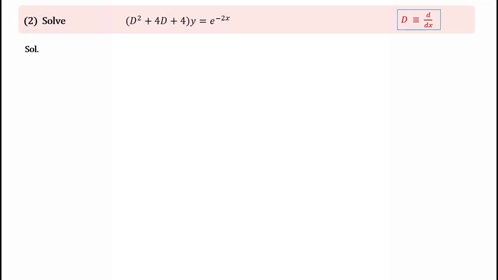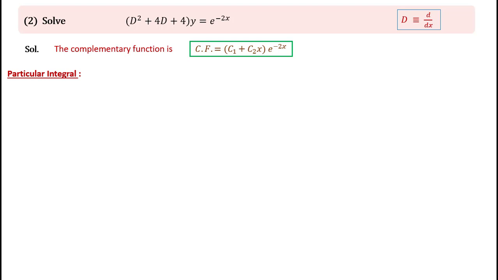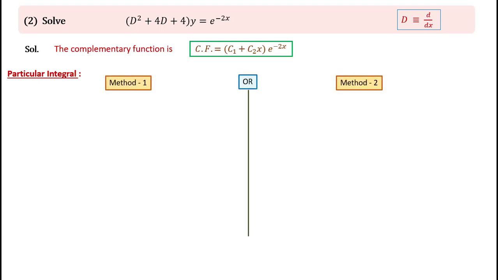Second question, the complementary function of the given differential equation is c1 plus c2x into e power minus 2x. Now to find the particular integral, we can use any one of the two different methods which we have already discussed in this lecture. So to make these methods more clear, we will find the particular integral of the given differential equation by applying both methods one by one. Now we will discuss the first method to find the particular integral.